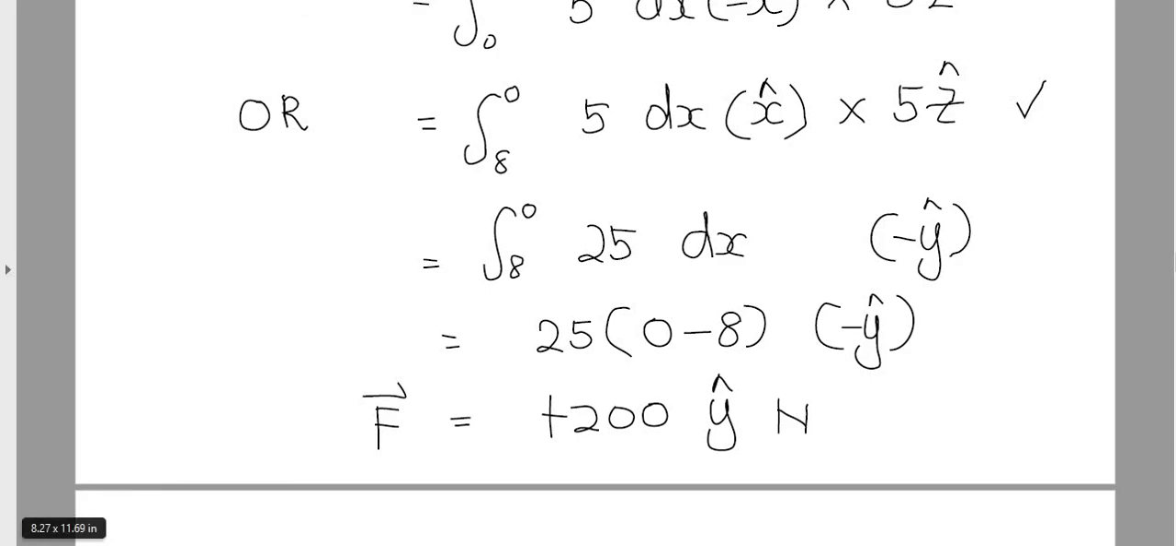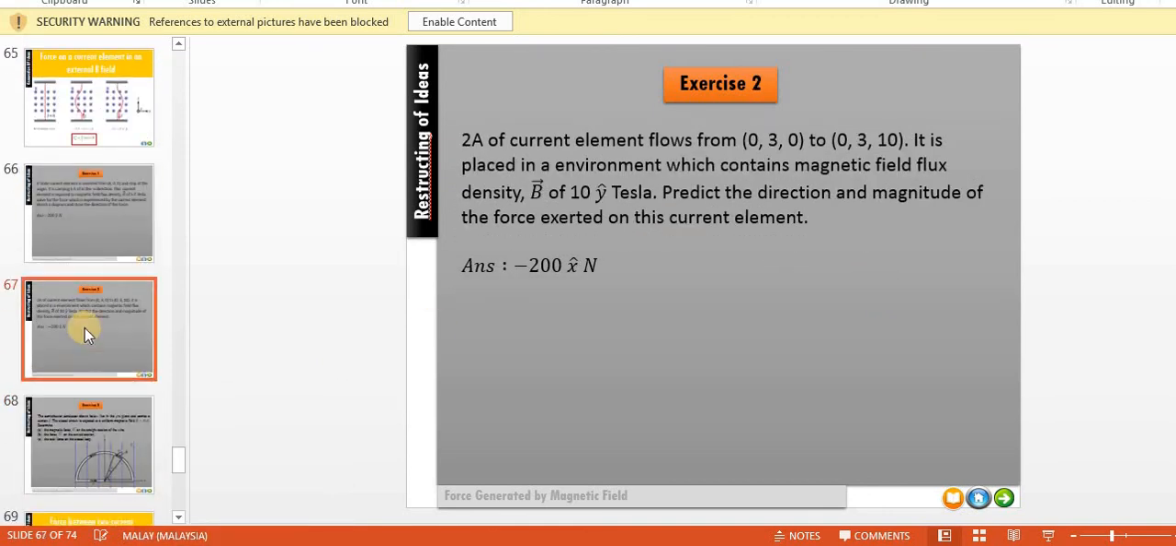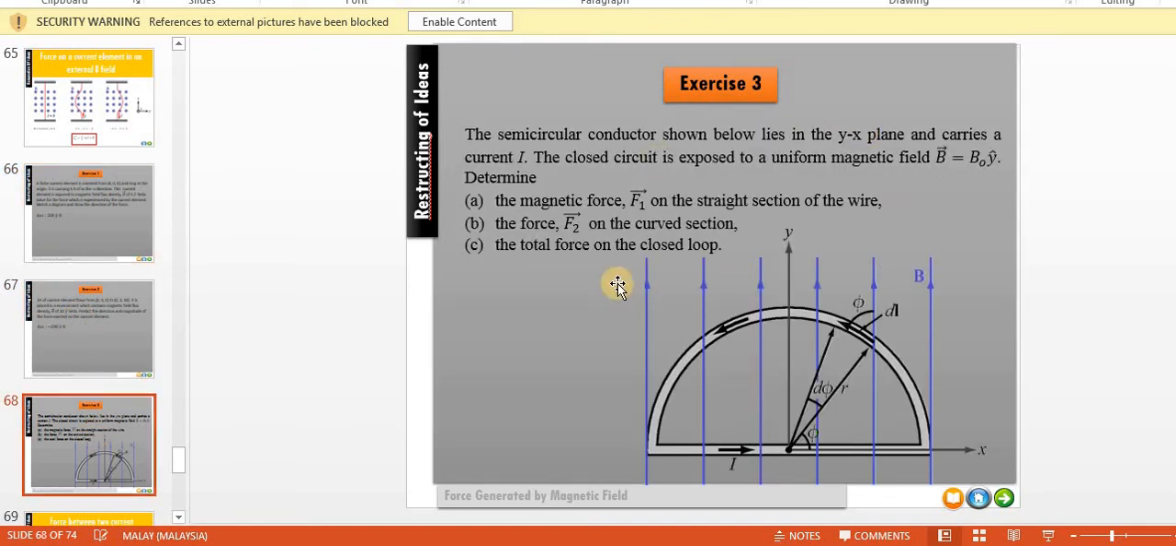So this is the first question. The current will experience a force in the y direction. You can draw it out. This one will be an exercise for you. In the assessment, you can try it later on. It is very similar to the first question. I want you to do this one as your individual activity. Later I will specify it in the individual activities.